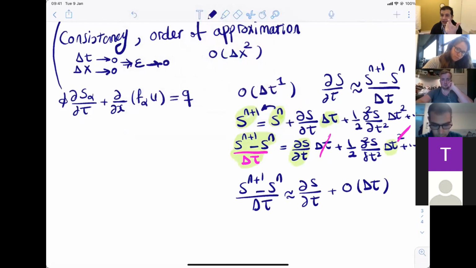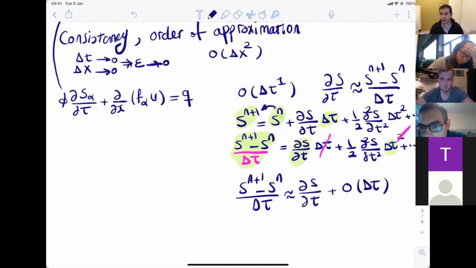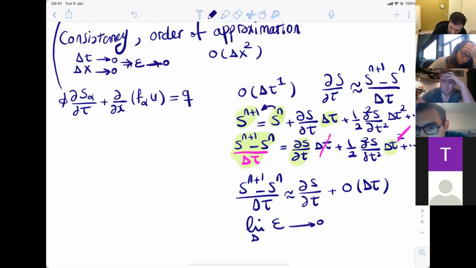So if I refine my time steps by 2, my error would be twice as accurate. For the flow, when I refine with delta x by 2, it would become 4 times more accurate because it was delta x to the power 2. Here is delta t to the power 1. So my time-dependent approximation is first order. But I am consistent, meaning that the limit of my error will be 0 if delta t goes to 0. So I am consistent.